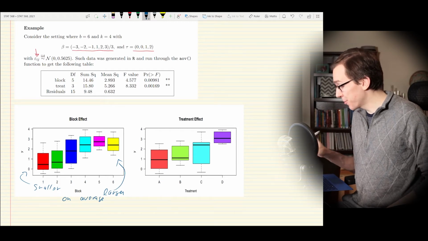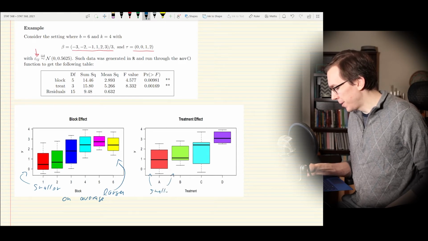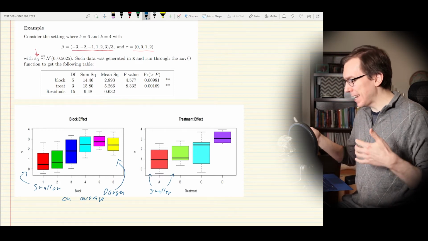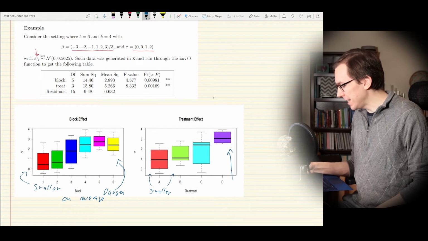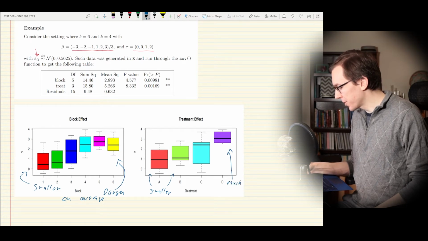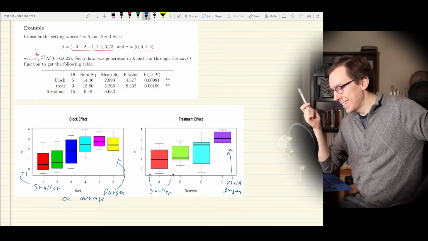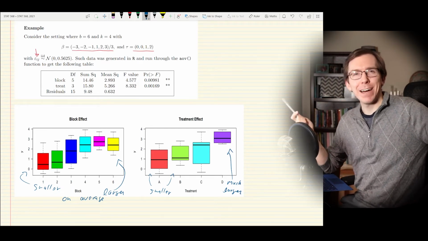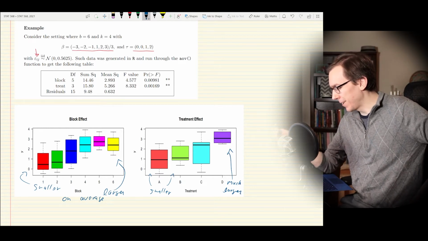And then when we get to the treatment effects, we see the same thing. We see this one and this one are smaller. I don't know what's happening in C, right? C has a high variance. But at the very least, we know that D seems to be much larger. So it's always good to look at this, because it gives me a pretty good sense that I'm going to get something significant here, just from the box plots.